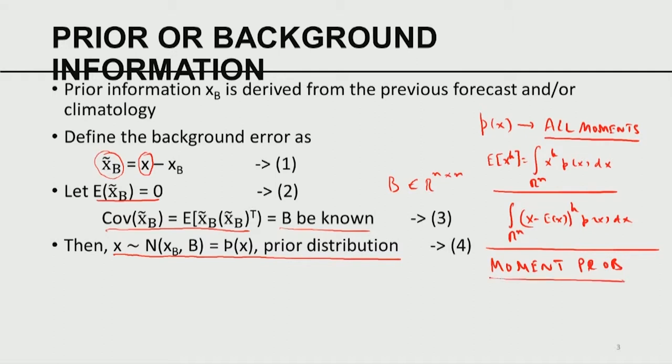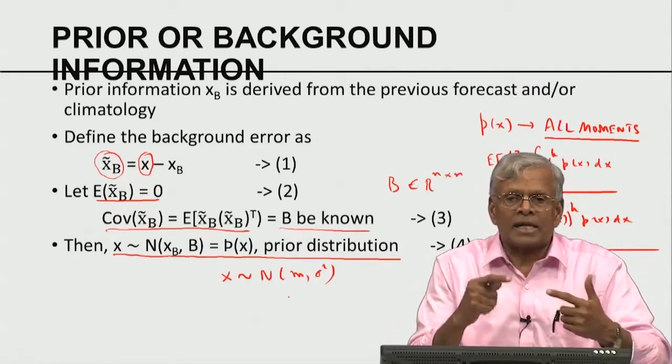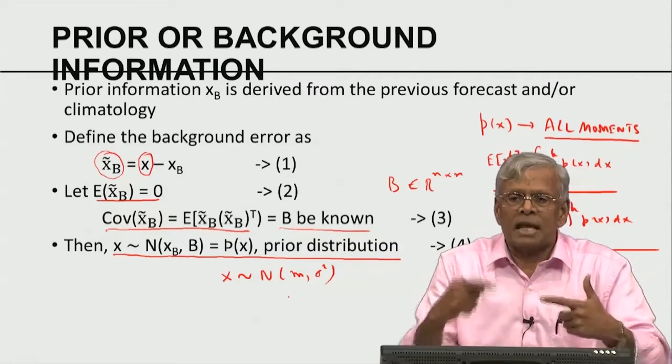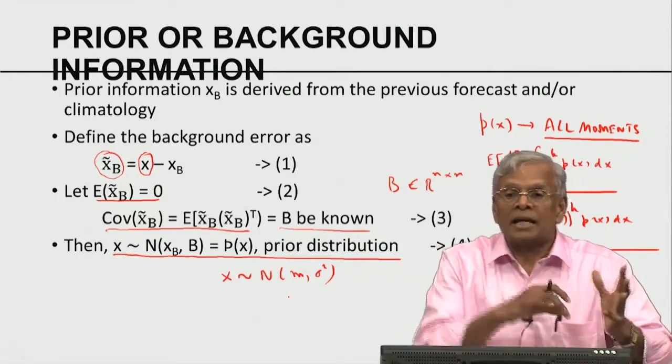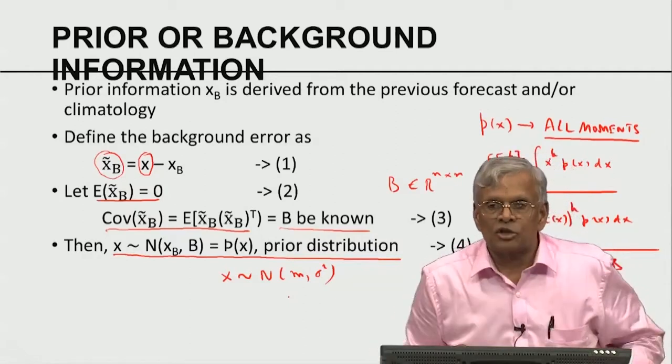Within the context of this moment problem, I want to mention that the normal distribution, the Gaussian distribution, is the only distribution that is uniquely determined by the mean and the variance. Why? If I say x is Gaussian, x is uniquely decided by the mean and the covariance or the variance. Therefore, in many meteorological applications, in many statistical applications, if I am given a bunch of data, from the data I can compute the sample mean and the sample covariance. Given these, I am going to pretend that the underlying random variable is normally distributed with the sample mean as the mean and the sample covariance as the covariance.